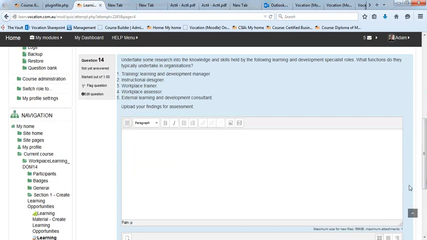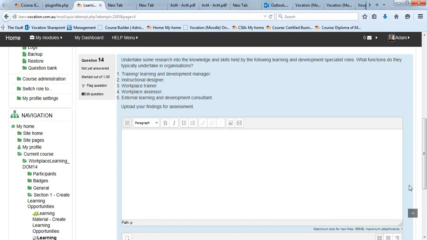Another uploading question here. Question 14 is the last one in the set. Undertake some research into the knowledge and skills held by the following learning and development specialist roles. What functions do they typically undertake in organisations? We want you to do a bit of research into each of these different roles that we've listed here.